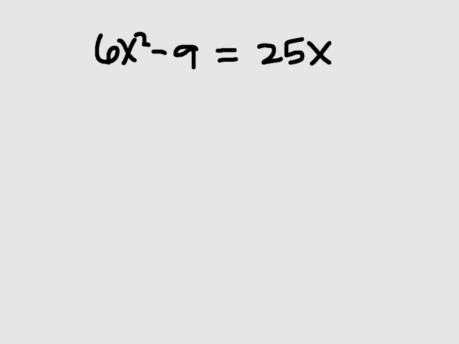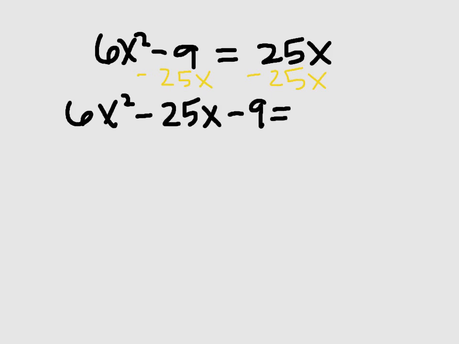Now what we have to do is factors are always set equal to 0, or else they won't work. You can never find a factor if it's not set equal to 0. So what we have to do here is set this equation equal to 0. So we'll have to minus 25x from both sides. So we're left with 6x squared minus 25x minus 9 equals 0.